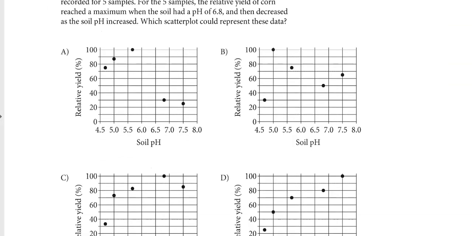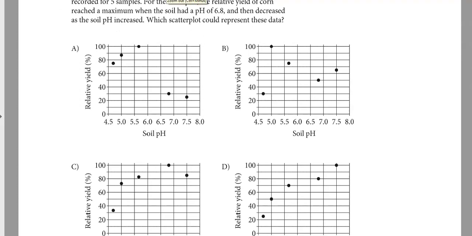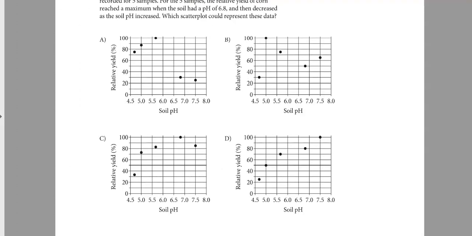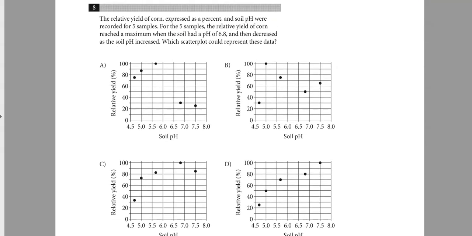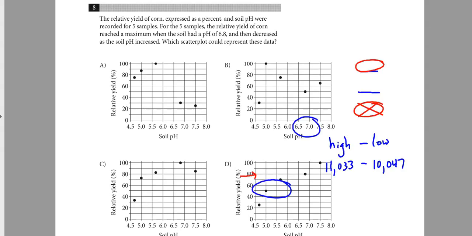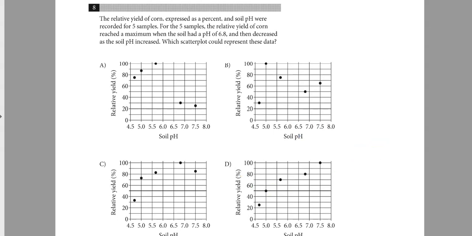All right, now we have a scatter plot. I got to shrink this down a little bit to fit it all in the graph, maybe even a little bit more. So we have 4 choices, and pH is on the bottom, yield is on the side. So we're talking about corn. We're trying to know what's the best pH for growing corn. It says for the 5 samples, the relative yield was a maximum. So our Y value was a maximum when the soil was 6.8. And then it decreased. All right?